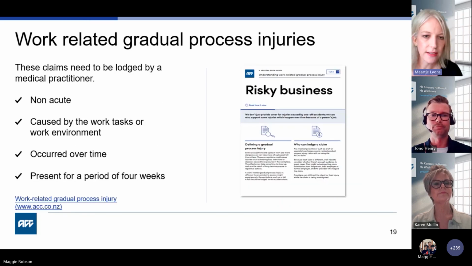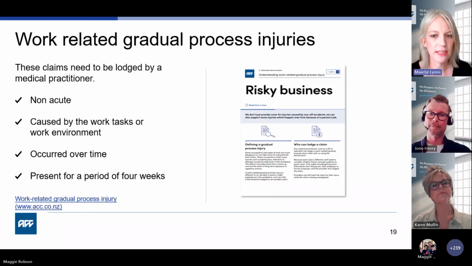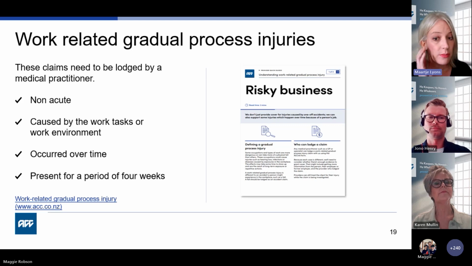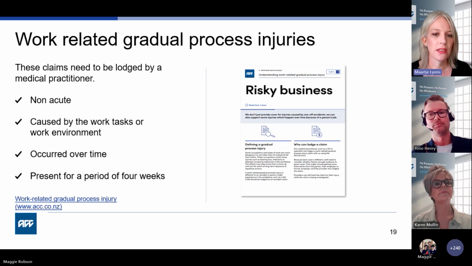Thanks, Jono. So yes, there are two types of claims that have separate tick boxes on the ACC 45: gradual process injuries and treatment injuries. Gradual process injury claims can only be lodged by a medical practitioner. This type of cover is for people who are at greater risk of injury, infection or disease because of their job compared to others who don't work in those sectors. This does include noise-induced hearing loss as well.